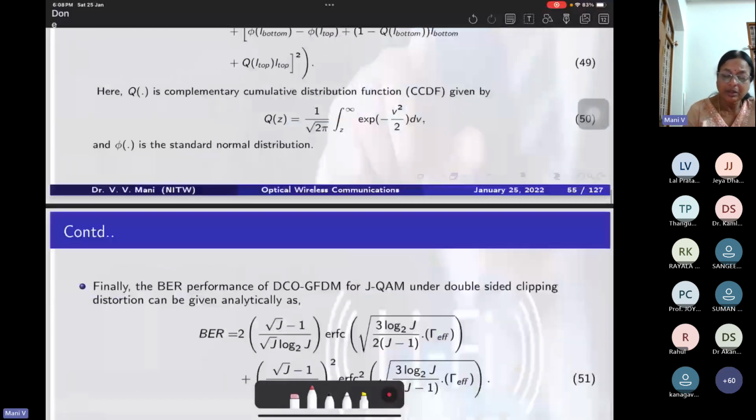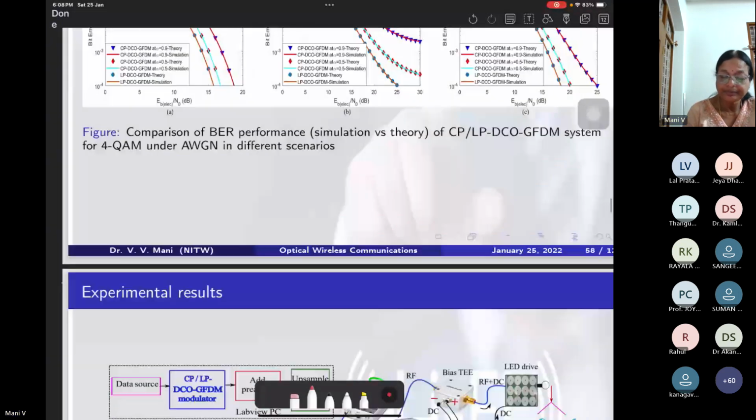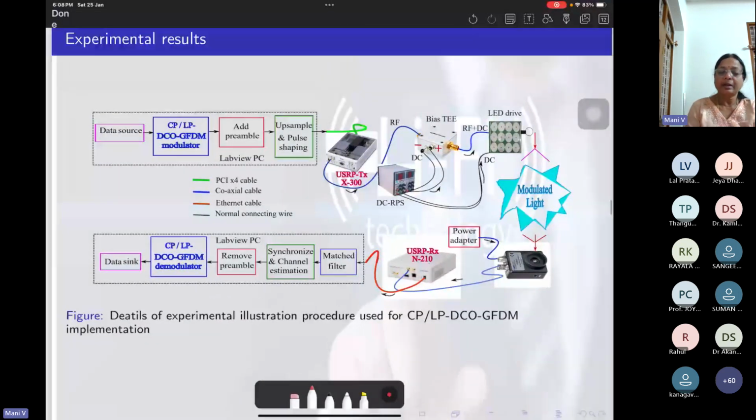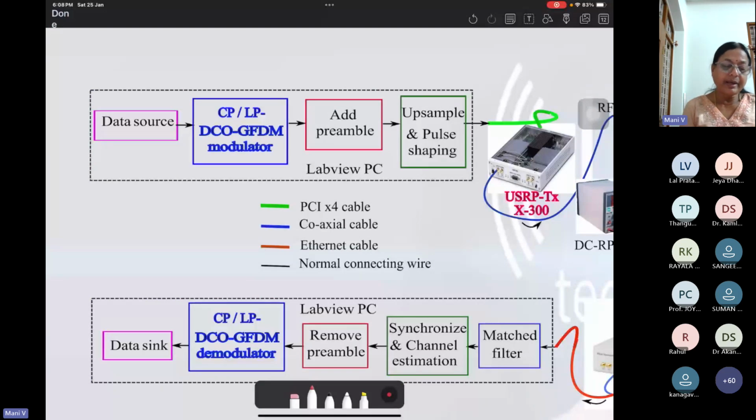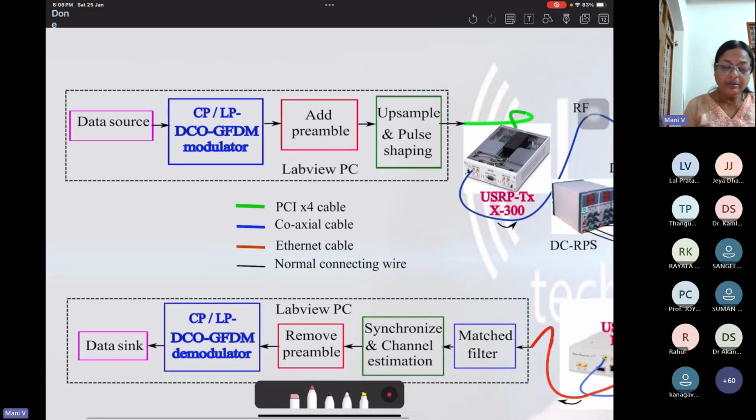I'm not going through most of the mathematics. Just see the diagram of what I'm going to explain in this model. To test this DCO GFDM model, let me expand on the code we have written. We have taken a data source, and the data source is modulated onto a GFDM modulator. This is also a software block. So the data source, DCO GFDM modulator, we have added a preamble, and upsampling and pulse shaping are done. All these blocks are implemented in LabVIEW software.